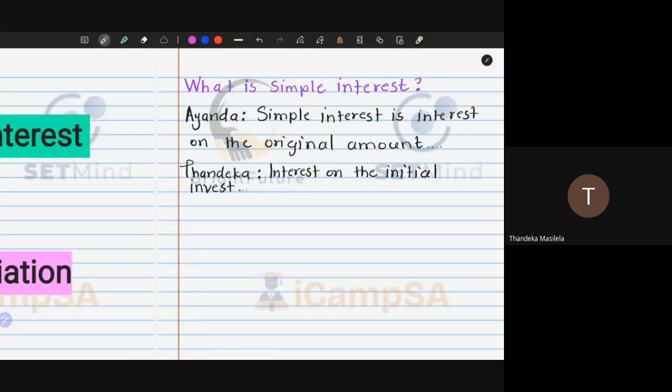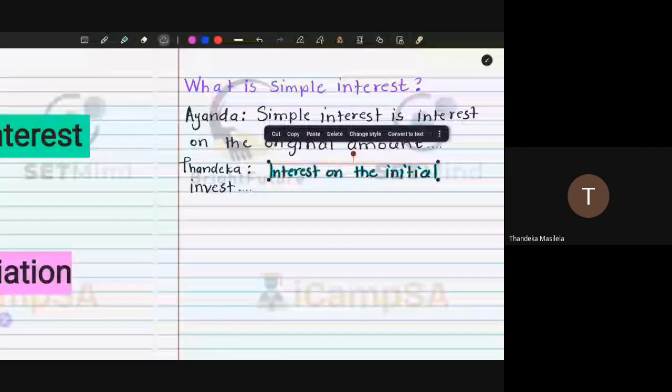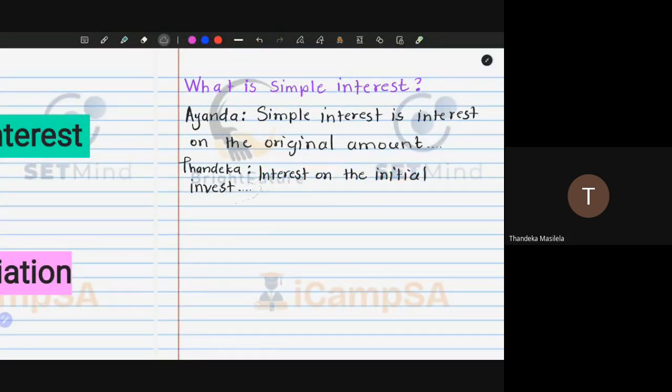Okay, thanks for that. Anyone else in the meeting, guys, who feels like, I think I know what simple interest is? Just give it a shot. We are here to learn. So we got two answers. Ayanda is saying it is interest on the original amount. Tandega is saying it is interest on the initial investment. So they're saying the same thing slightly differently. Anyone else? Where are the guys here?